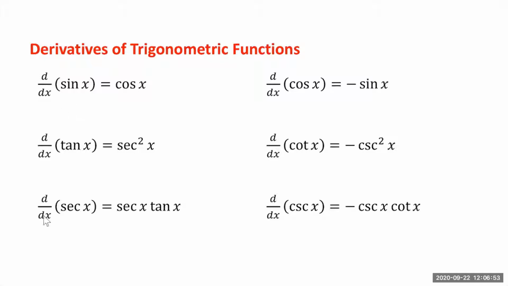We can prove all these formulas using the definition. If you use the definition of derivative, we can easily find the derivative of sine to be cosine, cosine to be negative sine, and so on. But in today's example, we are going to directly use these formulas to find the derivatives.